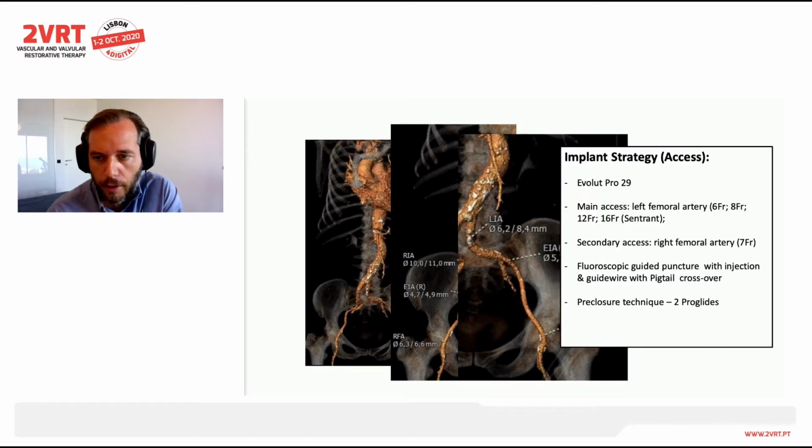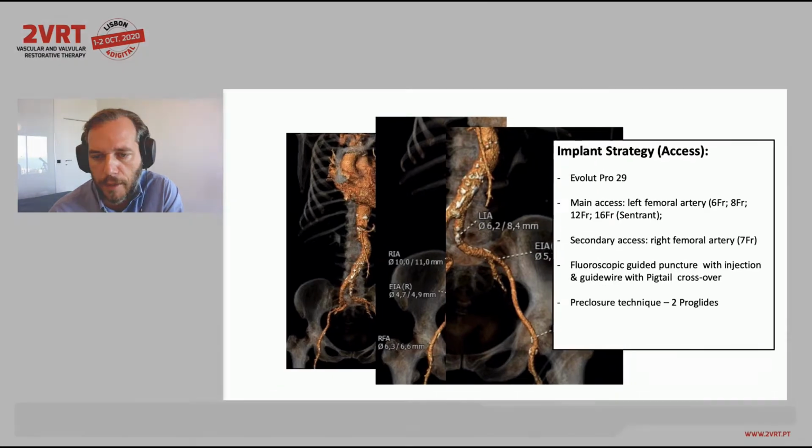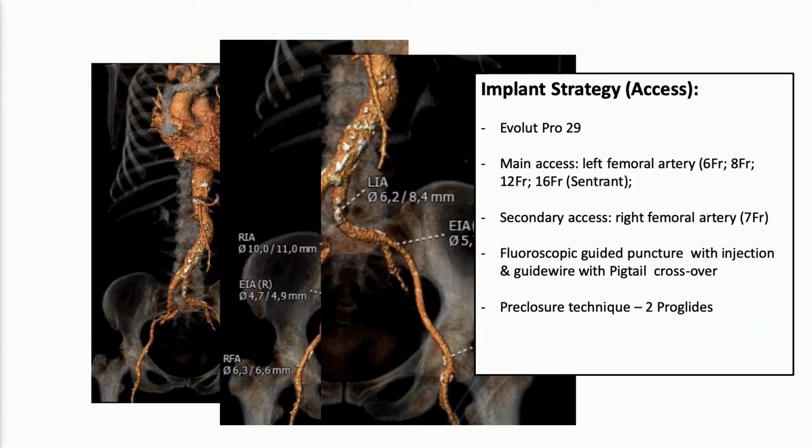So our implant strategy was to put an Evolut Pro 29 valve using the main axis, the left femoral artery, going through from 6 French, then putting ProGlides, 8 French, 12 French, and 16 French Entran, and having as the secondary axis the right femoral artery with a 7 French.